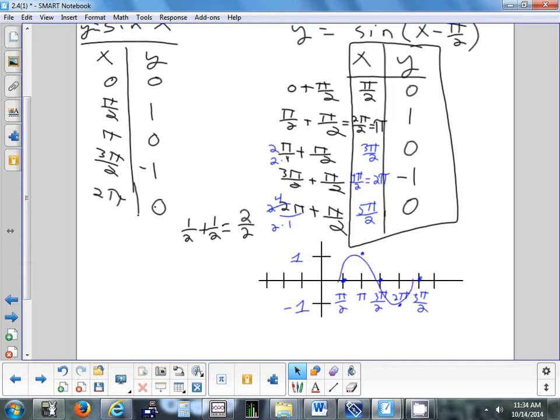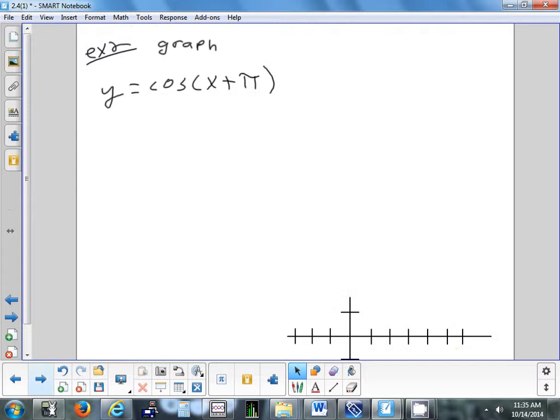Okay, the original would have been right about there. It would have gone from 0 to 2 pi. Now it's been shifted to the right. Okay, any questions on that? That's a phase shift. All right, so we did one with sine. Let's try one with cosine.